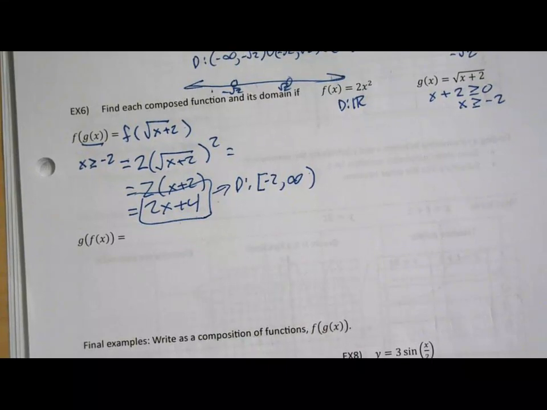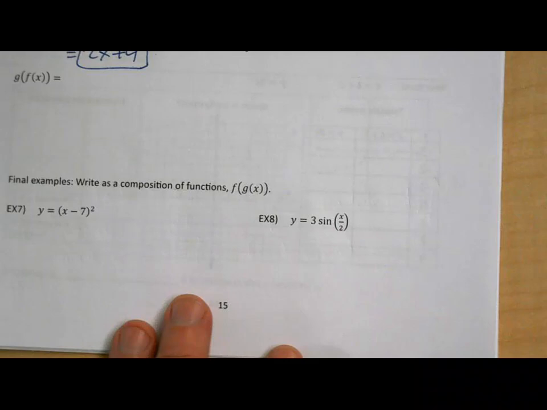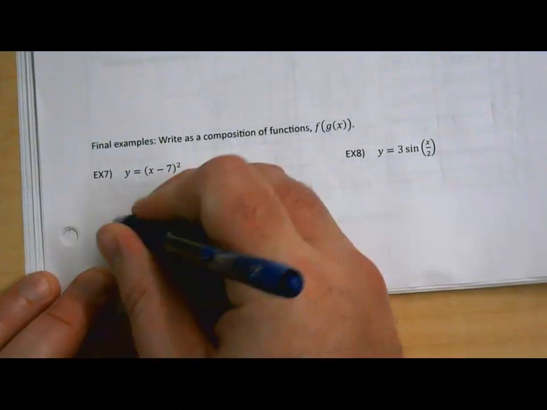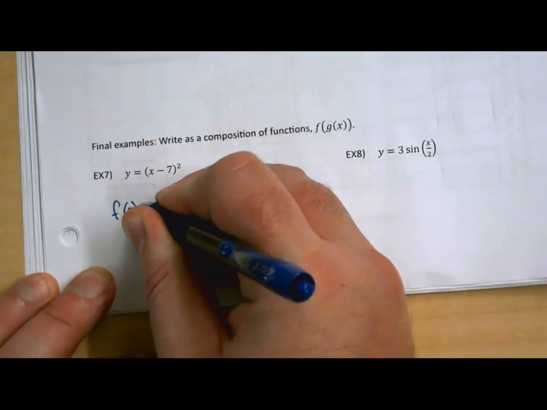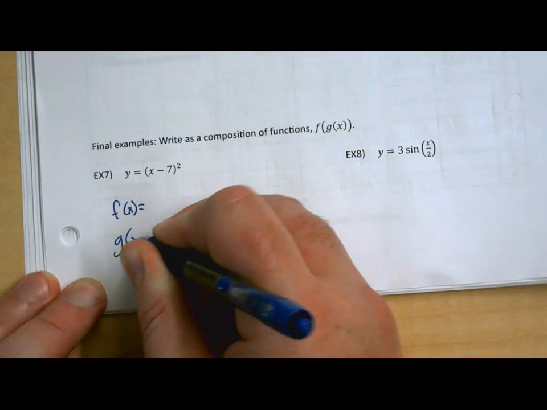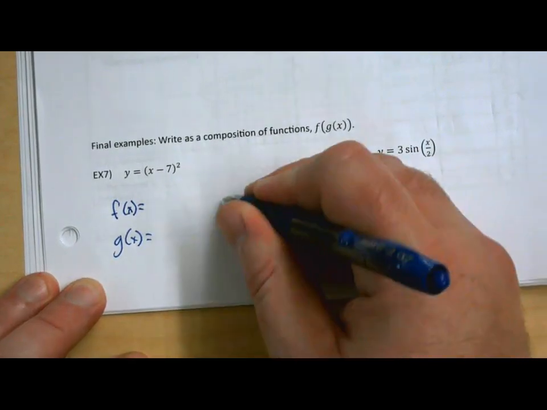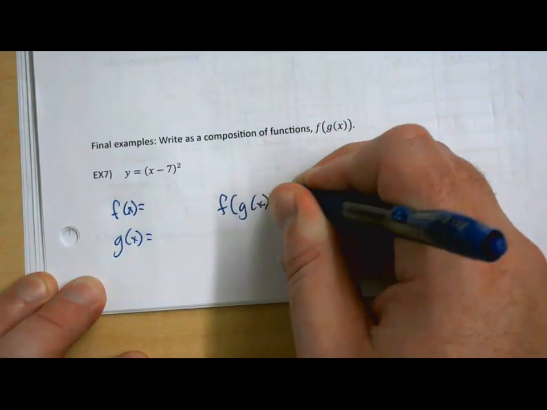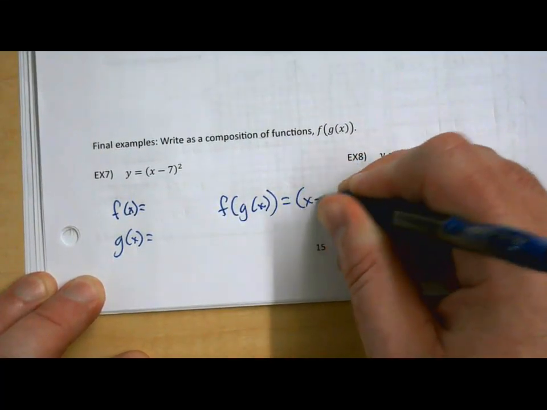Let's go down to the last two examples so that you can see these. Hey, when I first saw this in the textbook, the instructions may look a little bit different, but it's going to say something like write as a composition of functions. So they're going to give you an equation with x's and y's, and what they're asking you to do is write an f of x equals, and a g of x equals, so that if you were to do f of g of x, it would turn into x minus 7 squared.